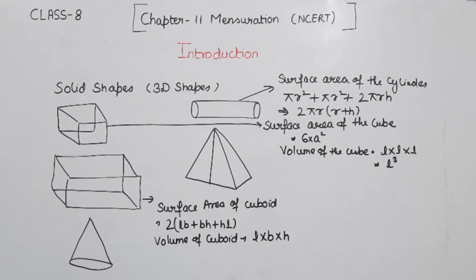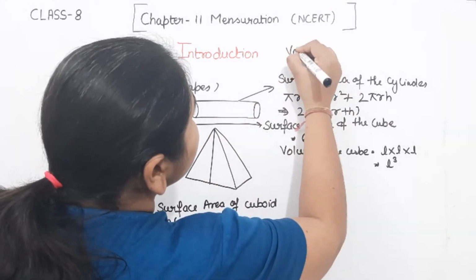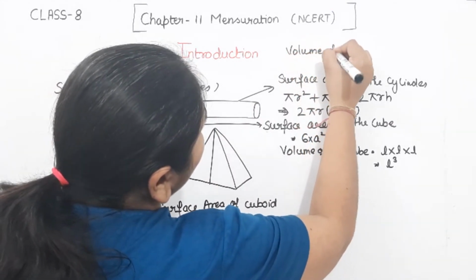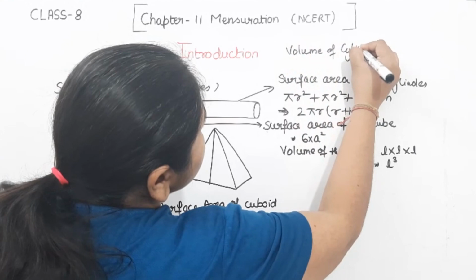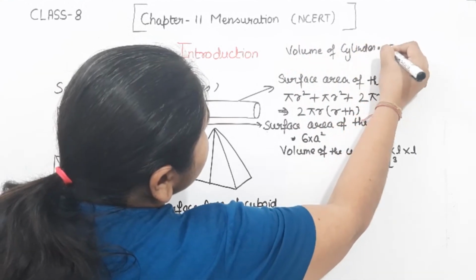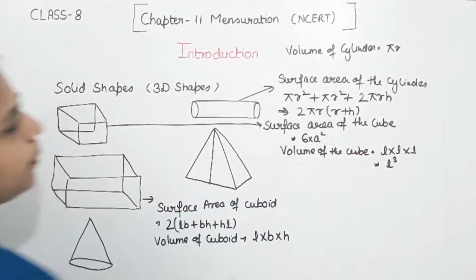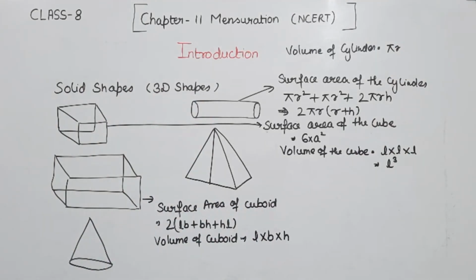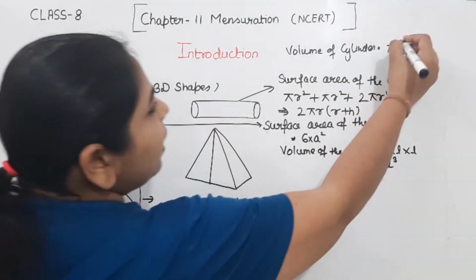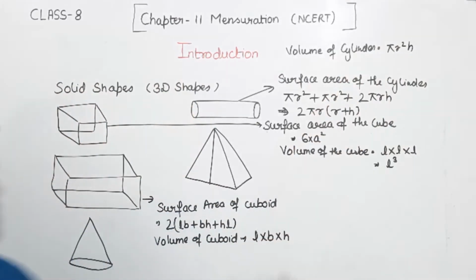Now comes the next one. Next one is the volume of the cylinder. Now we are going to write here the volume of the cylinder. I'm going to write here volume of cylinder. This one is equal to pi r square h. This is the volume of the cylinder.